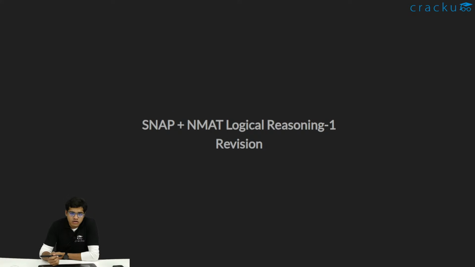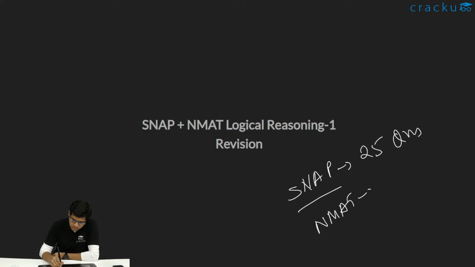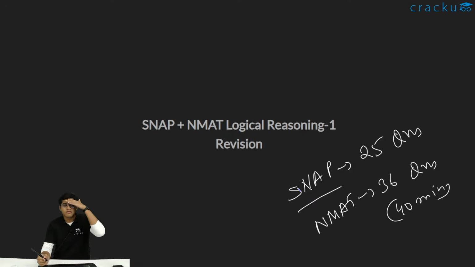Now from the exam point of view, in SNAP, logical reasoning is the most crucial section because out of the total questions, 25 questions are from logical reasoning only. And in NMAT, 36 questions are asked with a time limit of 40 minutes, right? So keeping in mind both exams, SNAP and NMAT, logical reasoning is for sure a very important section.